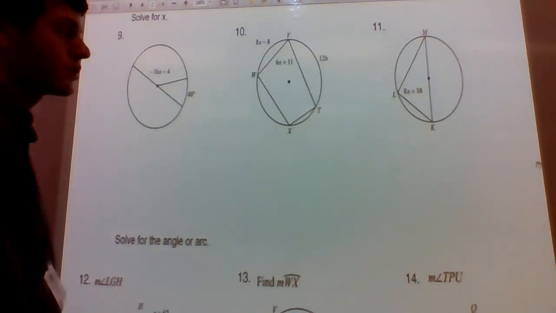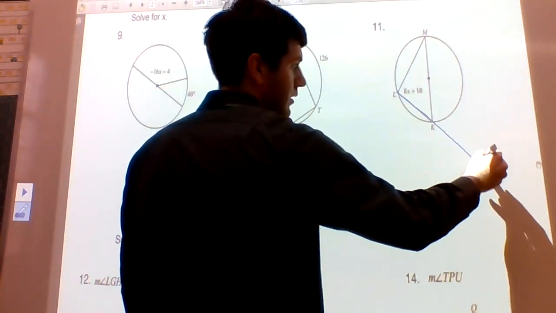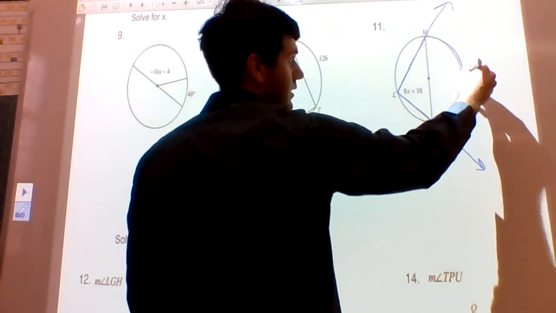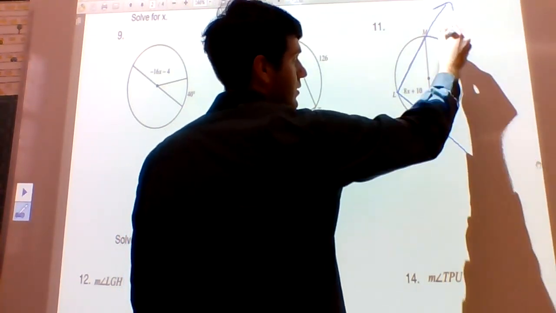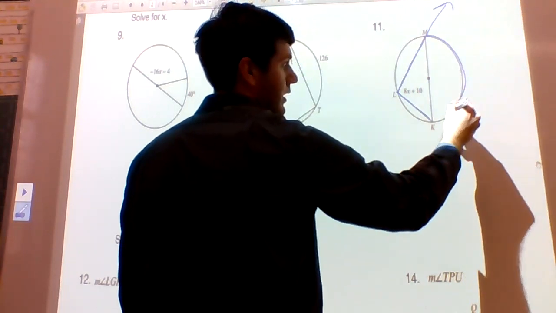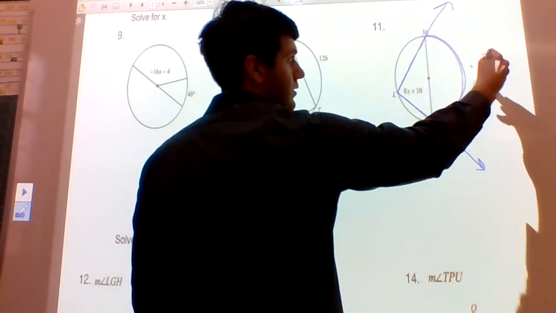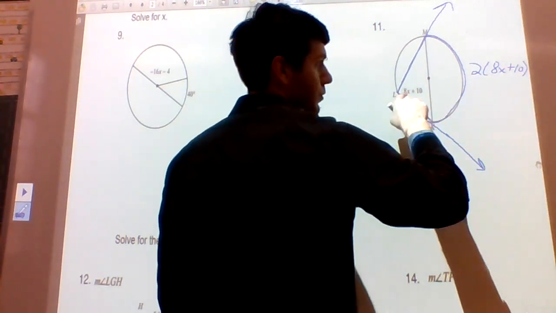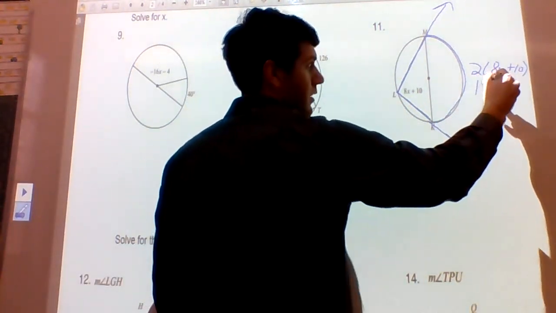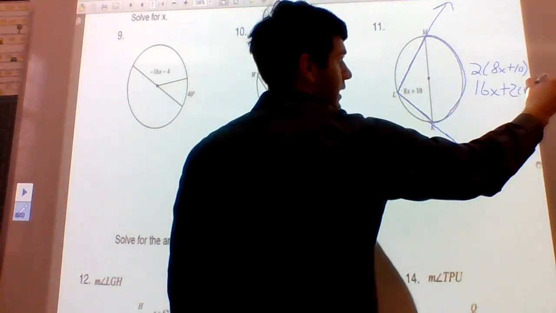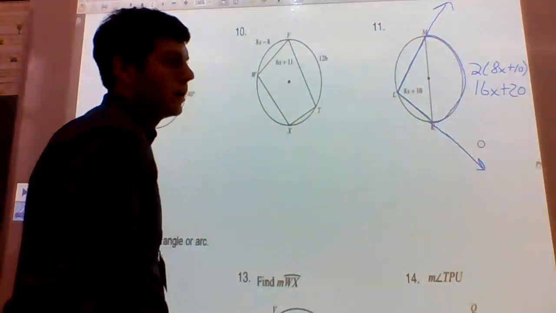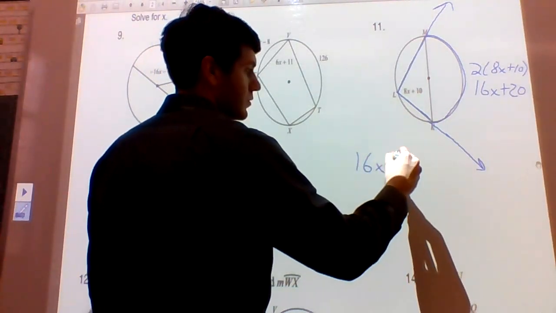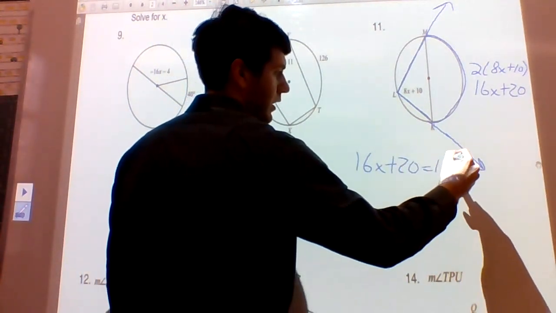Okay, number 11. Number 11 here, we have an inscribed angle. So again, the measure of the arc is going to be double. Okay. We also know this arc is a semicircle. So we know the measure of it's going to be 180. Okay, so this is, again, 2 times 8x plus 10. It's double what the inscribed angle is, so that's 16x plus 20. And again, we know this is a semicircle, so we also know it's 180. So 16x plus 20 is going to equal 180.